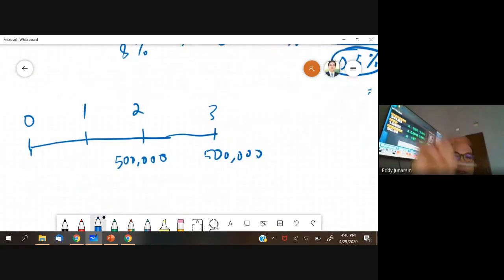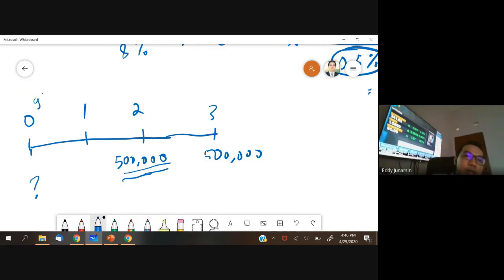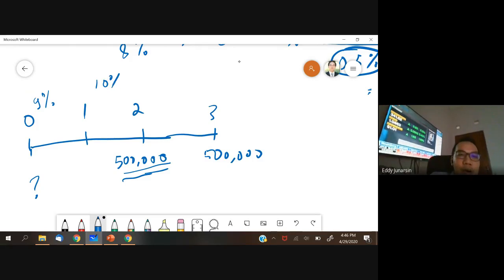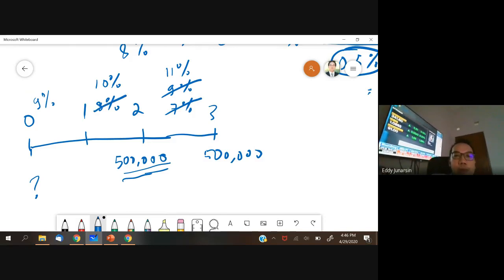If we want to find the present value, what is the value right now of the option in the second year? We know that the interest rate here is 9%, and then here is between 10 or 8, and this one is between 11, 9, and 7. But we have seen in the previous example that if the cap rate is 9, then this is worthless. This is worthless, and then this is worthless.